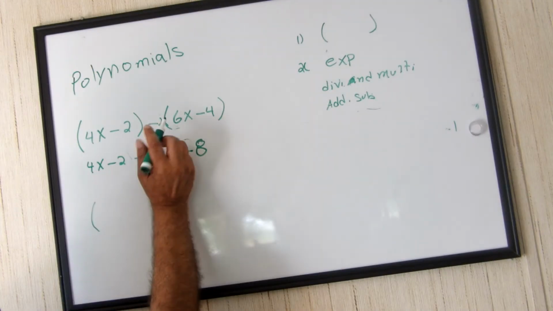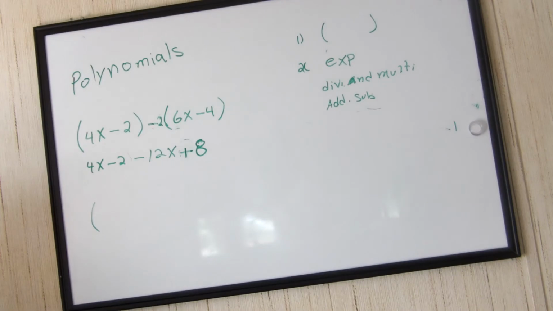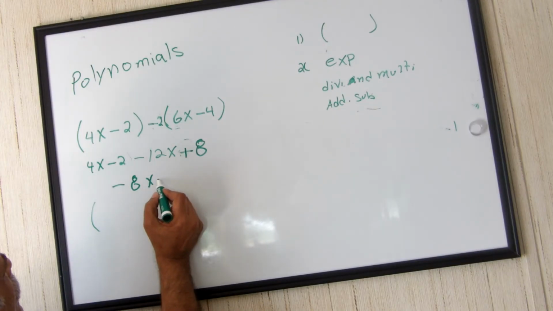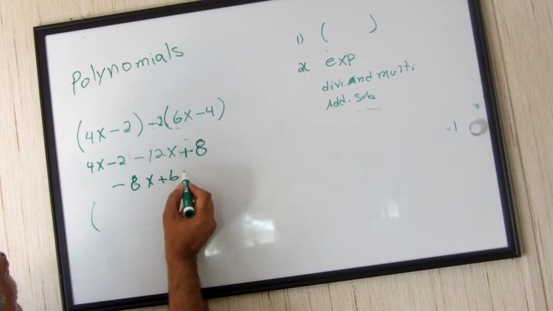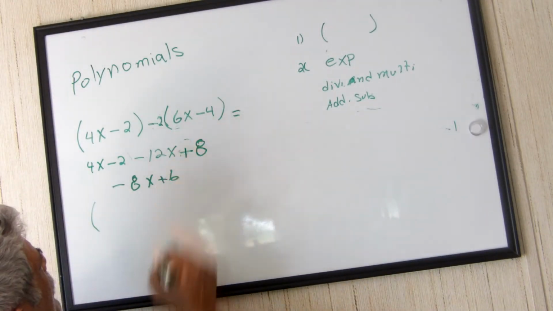This is just subtraction, but this one has a 2 behind it. We have to multiply 2 by every item, and it's going to be this, and then we say minus 8x plus 6. It's going to be the result of this multiplication.